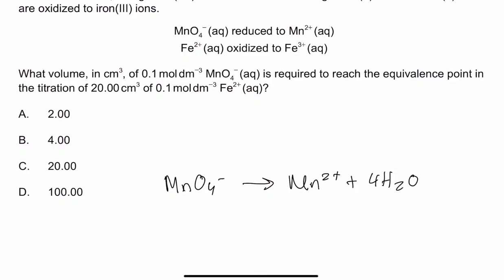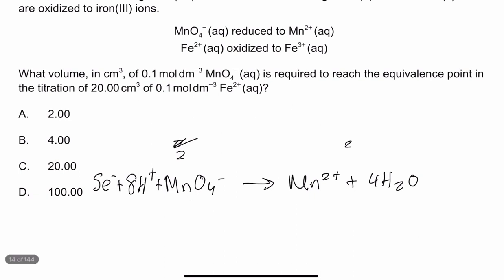Now that we added 4H2O, we have H's that are unaccounted for, so we add the same amount of H's on the left side, as protons, hydrogen ions. We have 8 H's to add, so we add 8H plus on the left. Now we have to make the charges the same. On the left, we have a charge of +7, and on the right we have a charge of +2. So we add electrons to balance them: 5 electrons, 5e minus, and now it's 2 and 2.